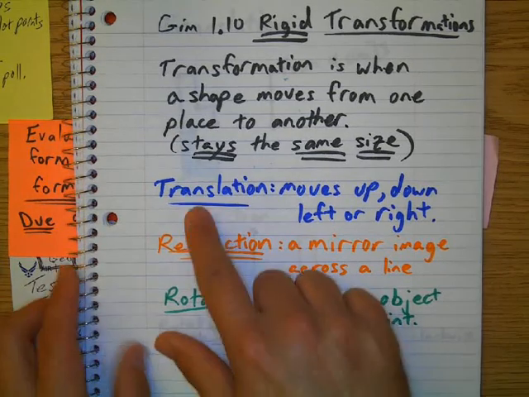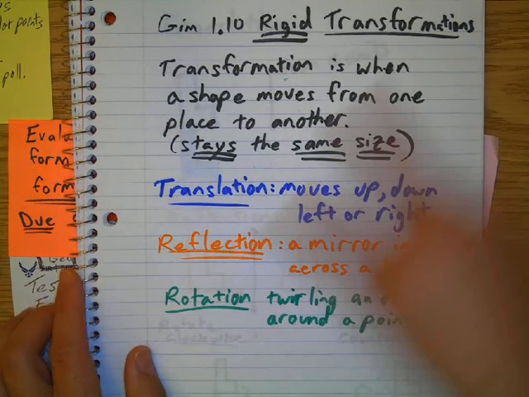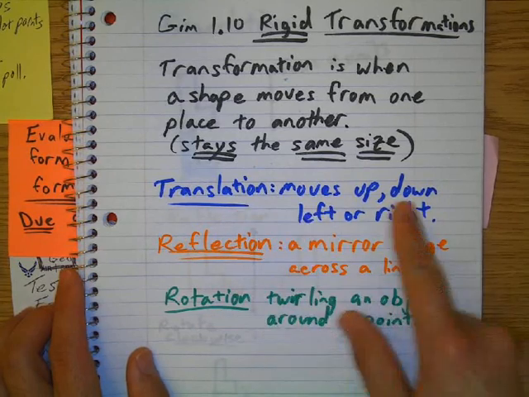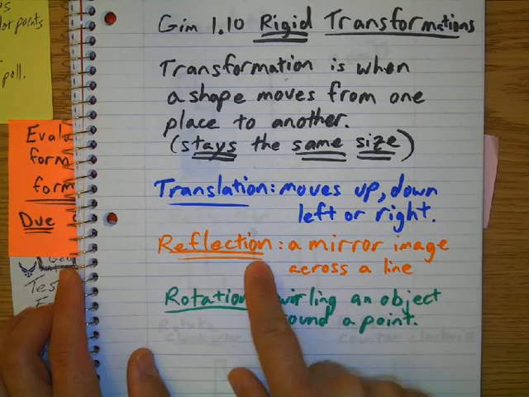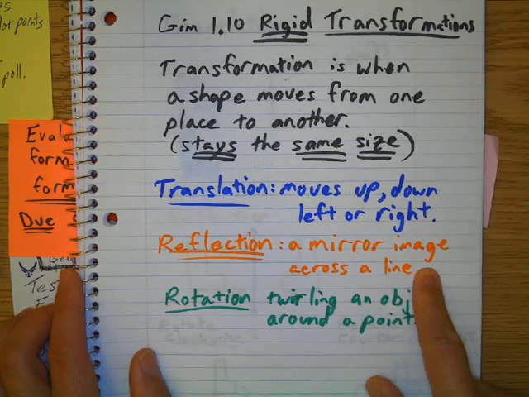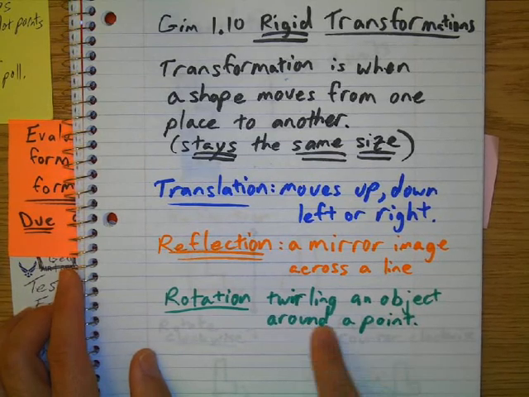A translation, different word, is when it moves up and down, left and right. Reflection is like when you look at a mirror. It's across the line, and rotation is when it twirls around a point. So let's look at some examples.